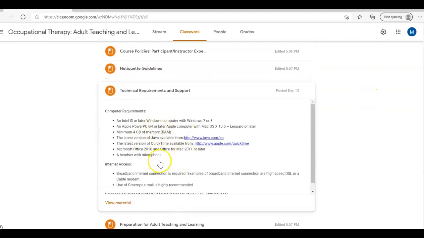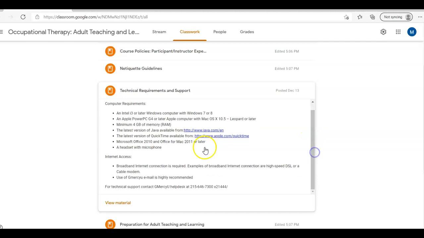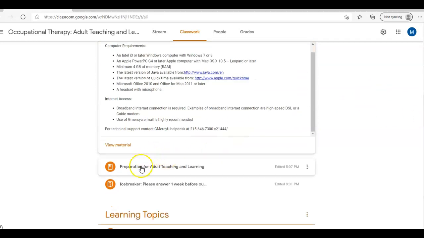Technical requirements, here they are. We all have our work computers. I'm assuming that we will be able to access and do everything we need to do for this module using those work computers. But if you have any other questions, you can certainly ask me, but it would probably be best if you called technical support, our help desk, for answers.